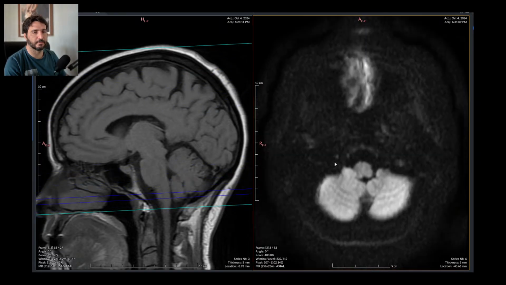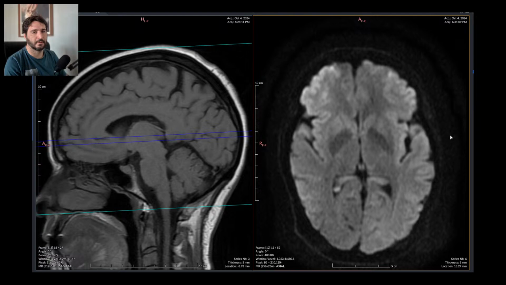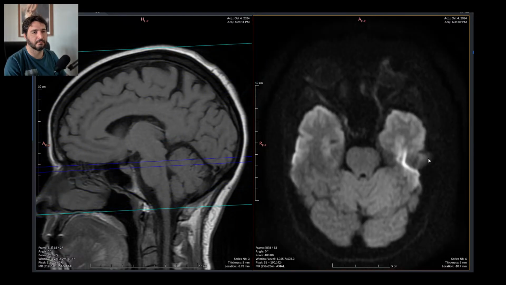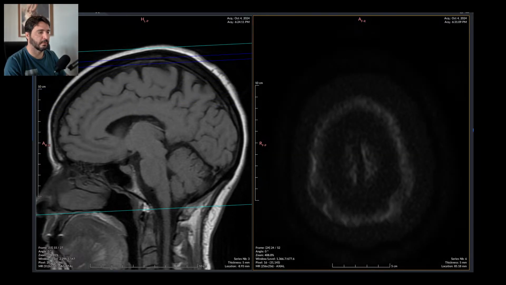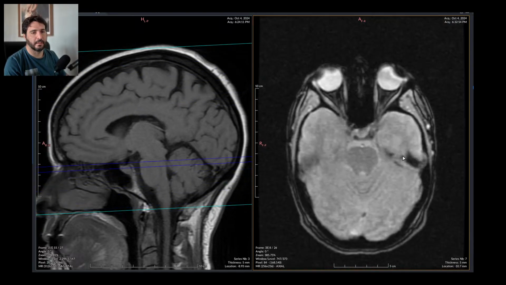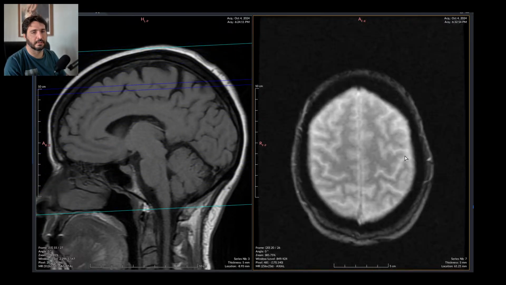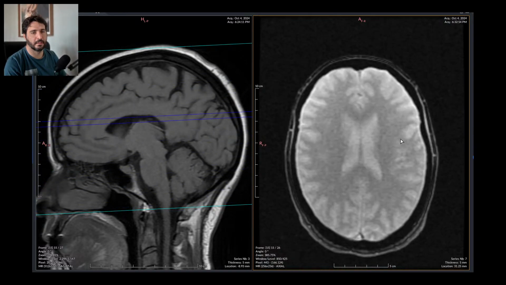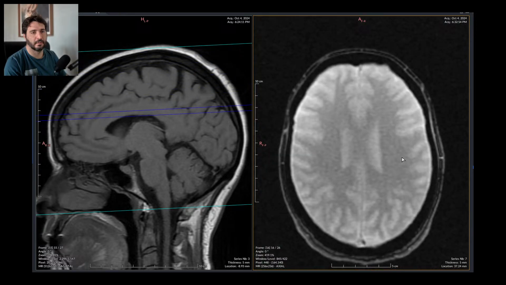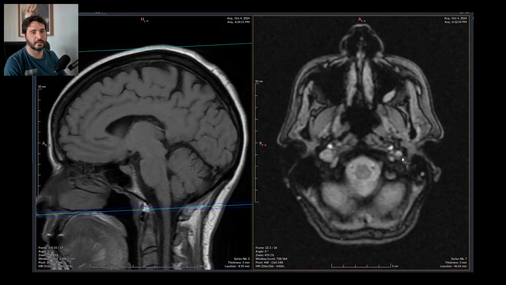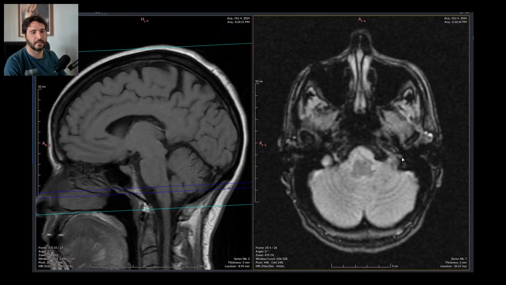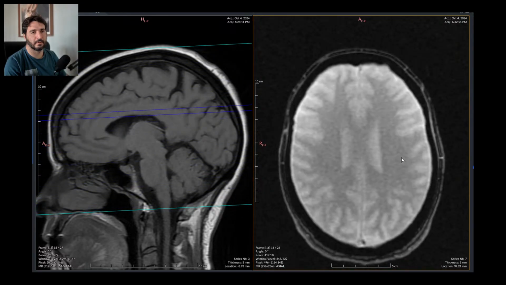This is a diffusion weighted sequence. A diffusion weighted sequence looks fine, no stroke. Gradient echo, yes indeed, this is an old scanner, no SWI sequence, just an old T2 star sequence. So no old blood, mineral deposits, or calcifications.